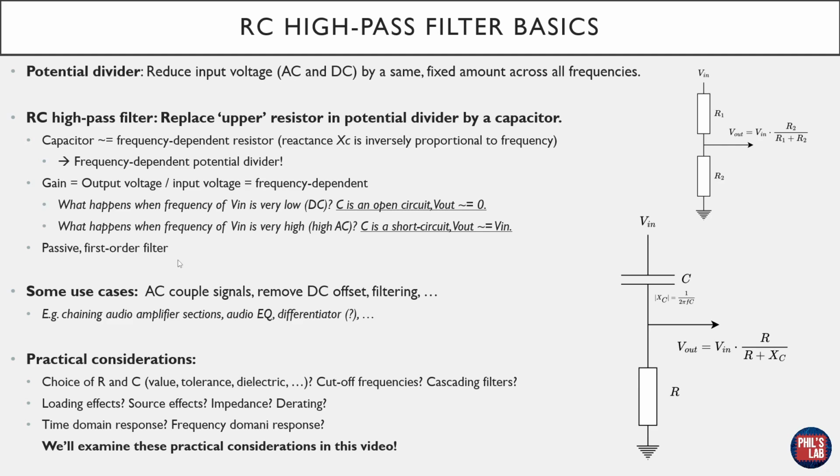Some use cases, as we saw before, are for example to AC couple signals, remove DC offsets for filtering, tone shaping, and so on. What we will consider in this video is look at the time and frequency domain response, but then also look at practical considerations, such as what influences the choice of R and C, for example, values, tolerances, dielectric types, and so on. How do we set cutoff frequencies? What about cascading filters, loading and source effects, and much, much more.